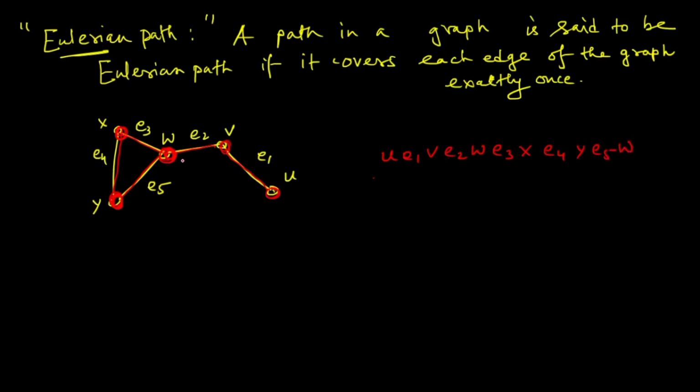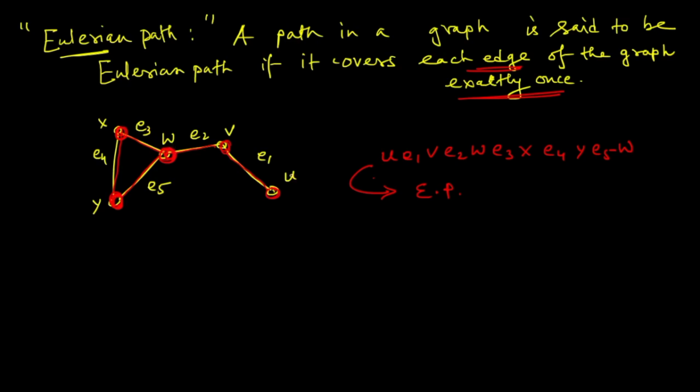Here you can observe each of these edges is covered exactly once. So this is one possible Eulerian path. Similarly, you can take another path also, but make sure you are covering each of these edges exactly once. See, u e1, v e2, w e5, y e4, x e3, w. This is another Eulerian path.